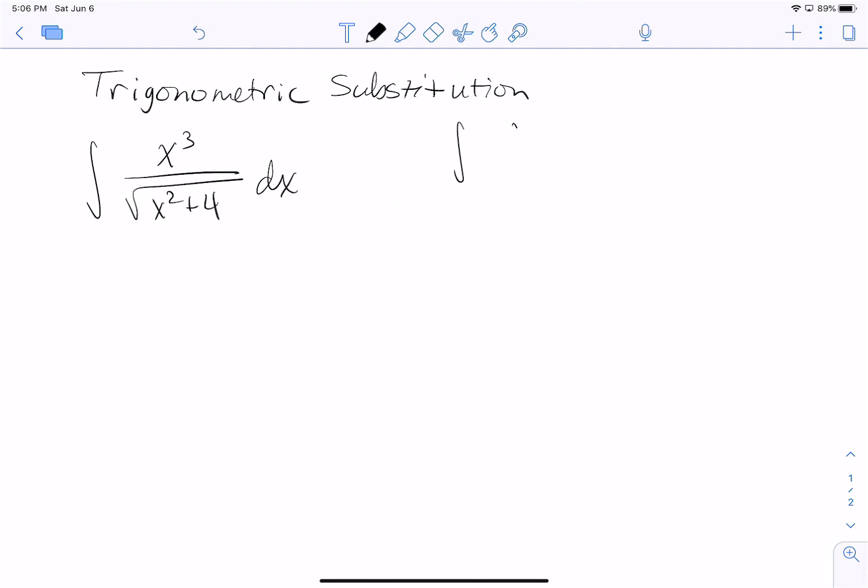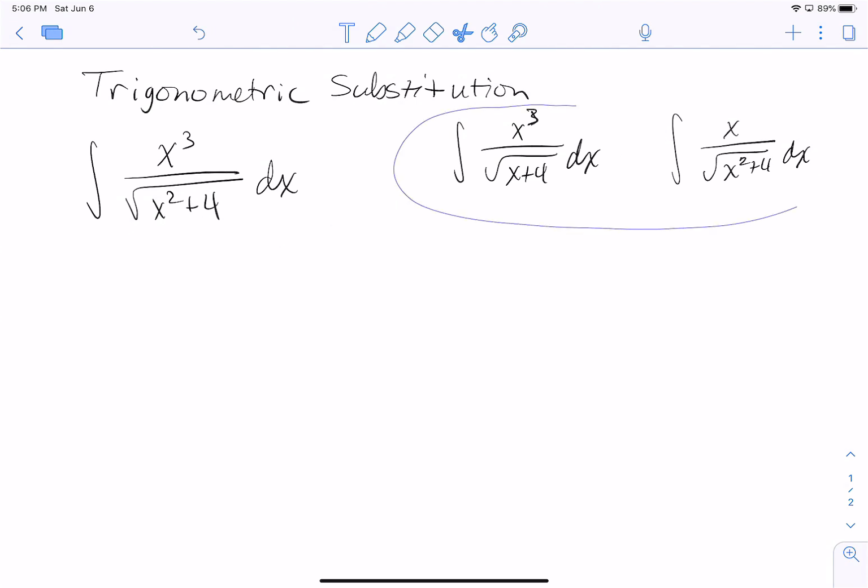If we had an integral of x cubed divided by the square root of x plus 4 dx, then I would use a substitution, and the process we're about to talk about would not be necessary. Likewise, if we had an integral of x over the square root of x squared plus 4 dx, then I would again use a substitution, and the power rule and everything would be pretty smooth, I think.